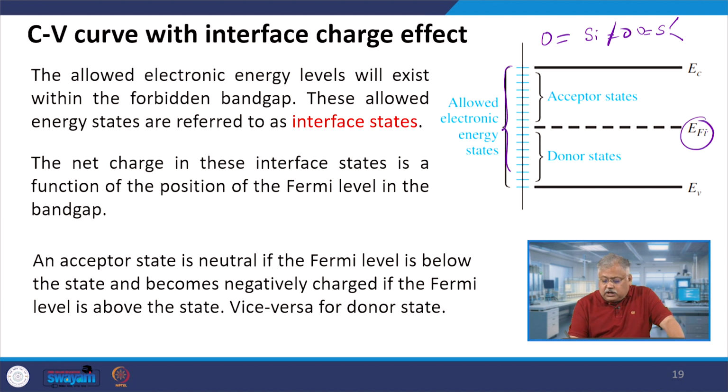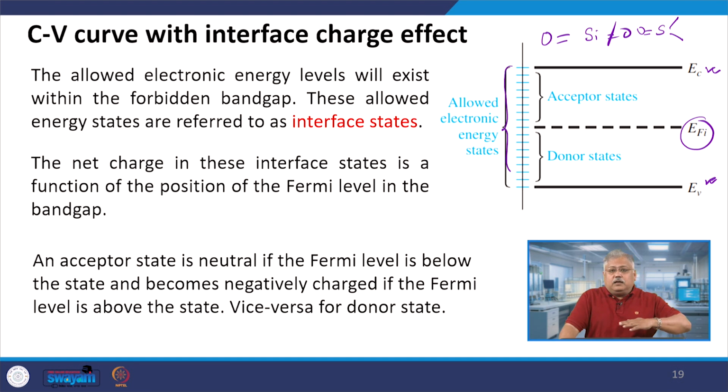This is the flat band condition, and I have the conduction band and valence band here, and I have the net charge in this interface. The net charge in these interface states is obviously dependent on the position of the Fermi level with respect to these bands, right? Now an acceptor level, you can just note it down somewhere or keep it with you in your idea. An acceptor level is considered to be neutral if the Fermi level is below the state, and it becomes negatively charged if the Fermi level is above the state, and vice versa for donor. You got the point? So an acceptor state is neutral if the Fermi level is below.